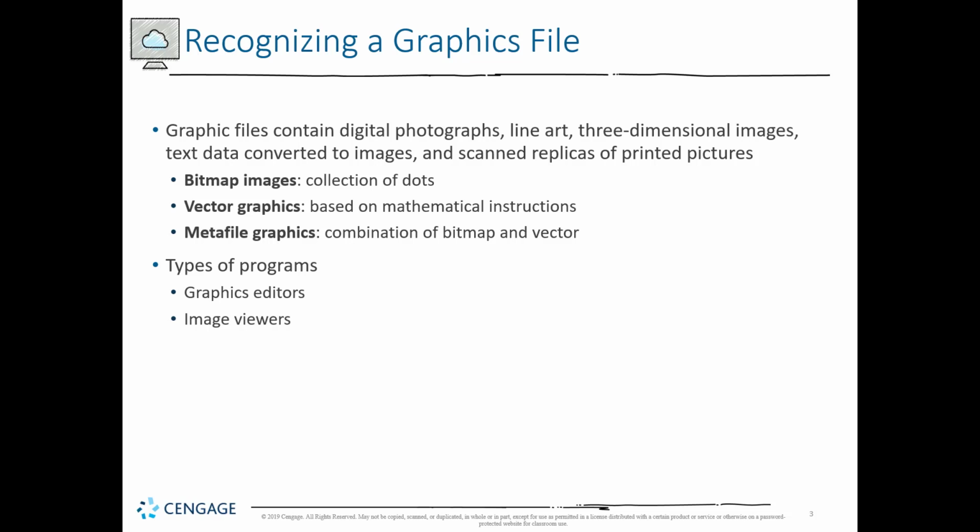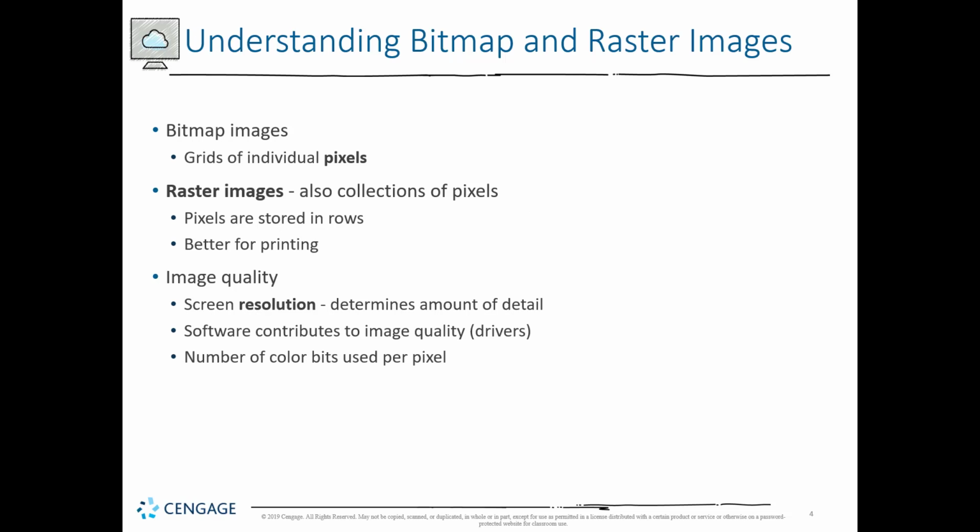There are a few different types of programs that deal with graphic files. We have our editors and we have our viewers. Our editors allow us to edit the graphic file. Our viewers allow us to view the file. So let's dig a little bit deeper. A bitmap image is a grid of individual pixels that are combined to make an image file. A raster image is also a collection of pixels. Basically, the difference is the pixels are stored in a row, and the raster image is better for printing.